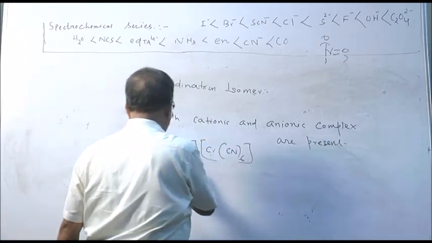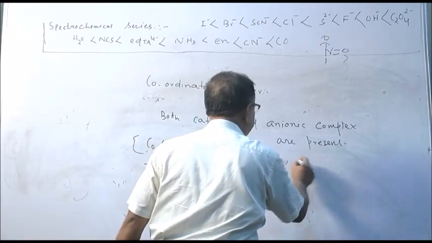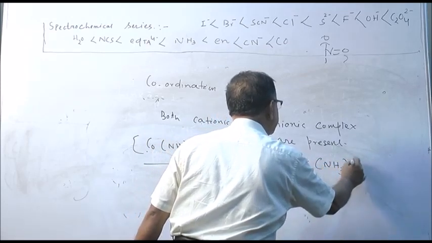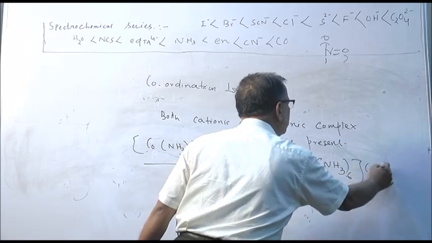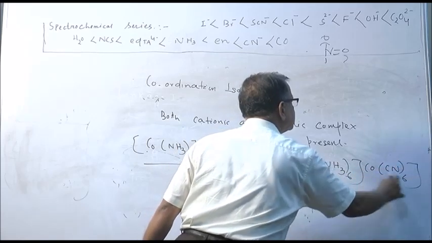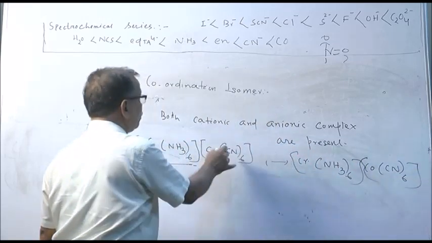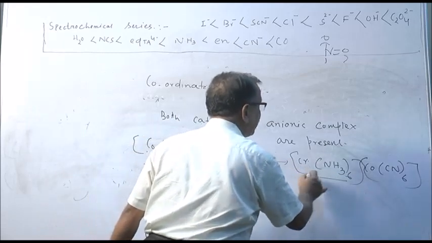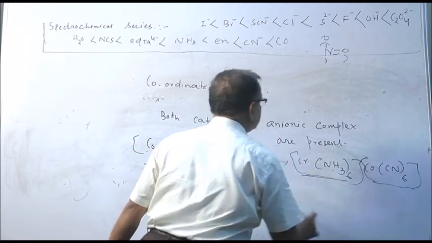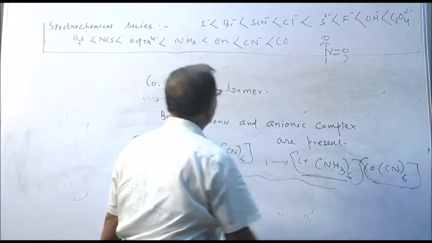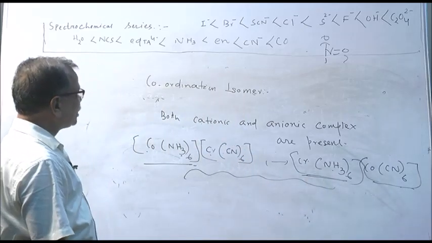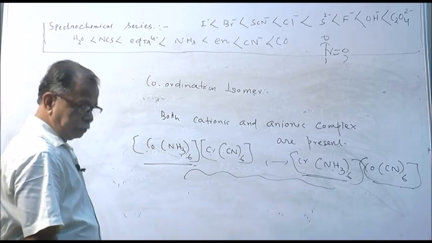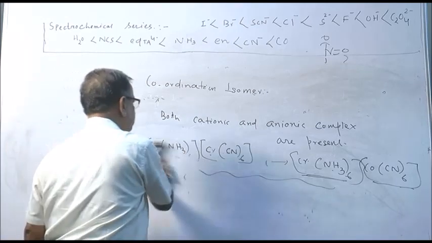With the same molecular formula, we may also write [Cr(NH3)6][Co(CN)6]. Now the ligands are exchanged between chromium and cobalt; chromium becomes the cation with ammonia, and this is the anion. So this isomer is called coordination isomer. You may answer like this, giving the examples.